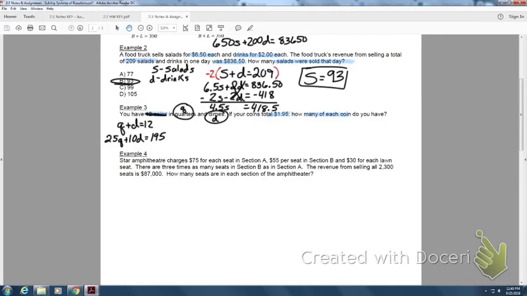Okay. So since on the previous one we did elimination up there, I'm going to do substitution here. Okay, so I'm going to pick, again, find the variable that's easier to solve for. Neither one of those have coefficients in front of them, so I'm going to solve for one of those. Okay, so if I solve for D, then I'm going to subtract Q.